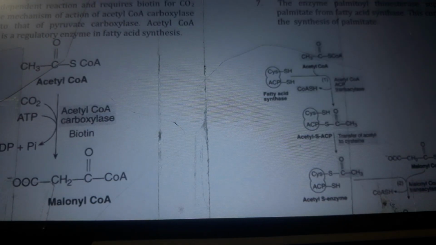Now, the formation of malonyl-CoA. Acetyl-CoA is carboxylated to malonyl-CoA by the enzyme acetyl-CoA carboxylase. This is an ATP-dependent reaction and requires biotin for carbon dioxide.